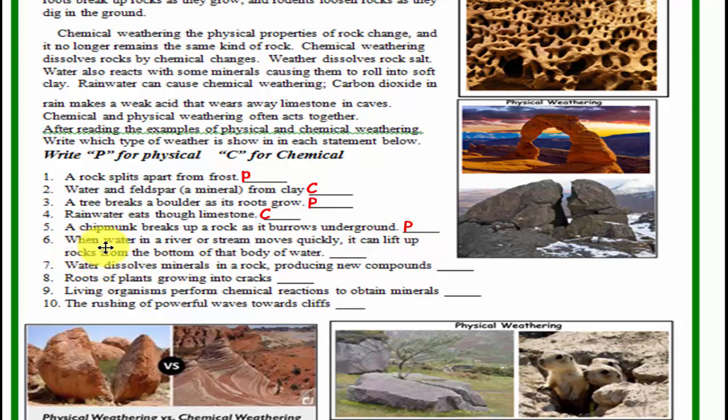Physical. When water in a river or stream moves quickly, it can lift up rocks from the bottom of that body of water. Okay, that's got to be physical. Water dissolves minerals in a rock, producing new compounds. That is going to be chemical. Roots of plants growing into rocks. Physical. Living organisms perform chemical reactions to obtain minerals. Chemical. That's chemical for sure.